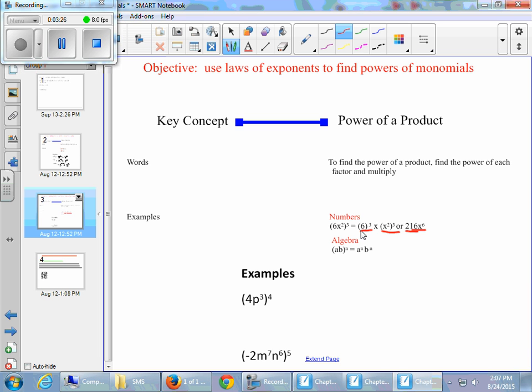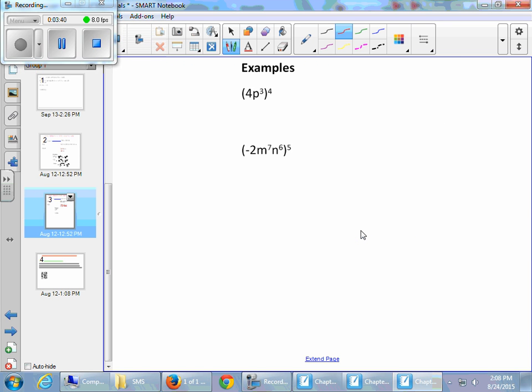In algebra terms, we have ab to the nth power. You break that down: a to the nth power times b to the nth power. And we're going to do some examples to work them out for you. So here we have 4p to the third, all to the 4th power. What are we going to do? We're going to break that down. This 4 gets attached to the 4, and it also gets attached to the p to the 3rd power. So we have 4 to the 4th times p to the 4th power.